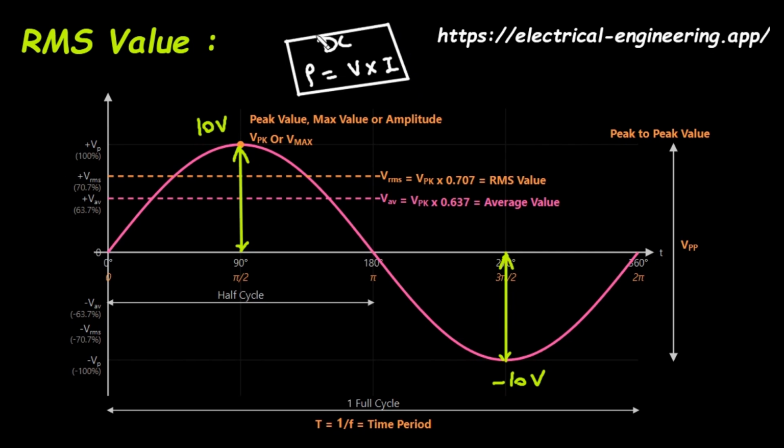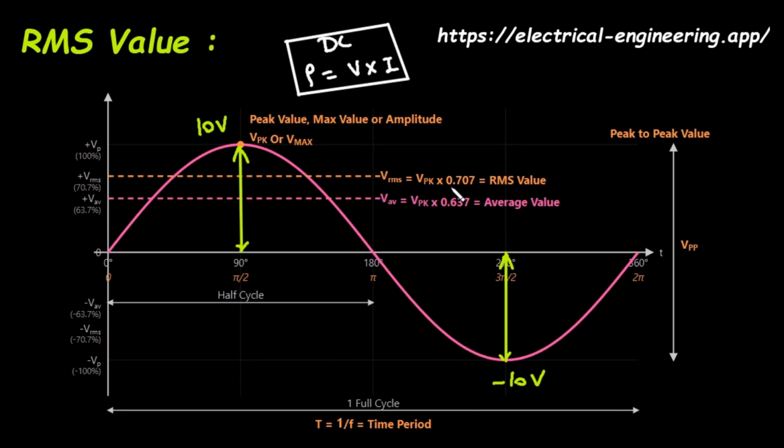But in an AC circuit, voltage and current vary with time, usually sinusoidally. So the instantaneous power will also vary. To make comparisons and perform calculations, we need a single constant value to represent these varying quantities. This RMS value provides that by giving us the DC equivalent power.